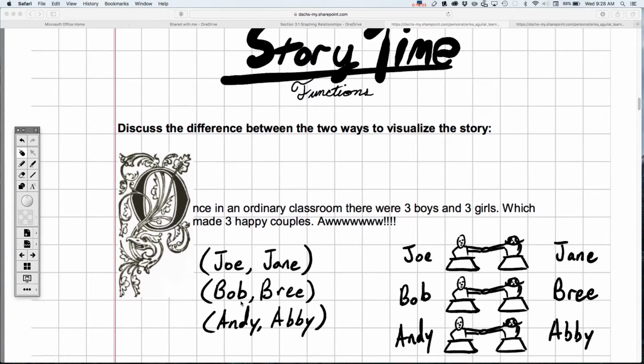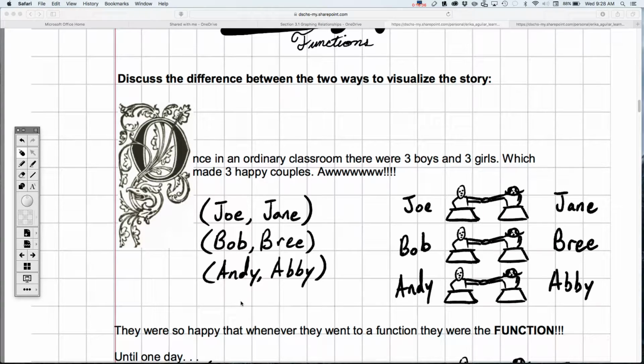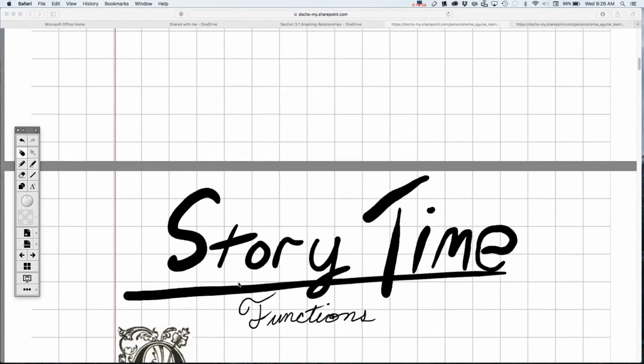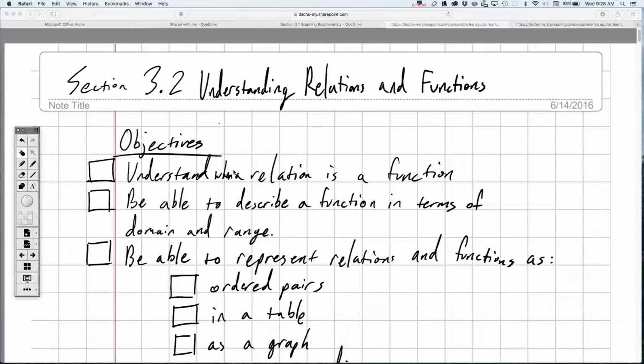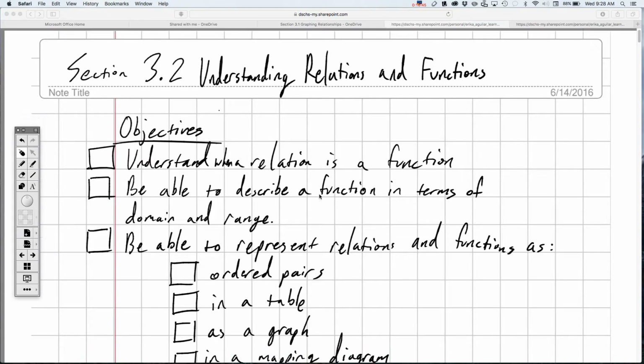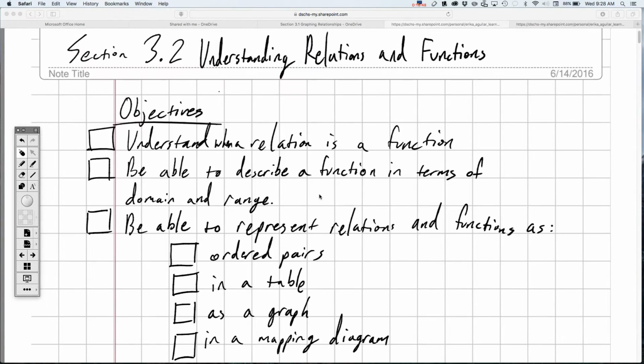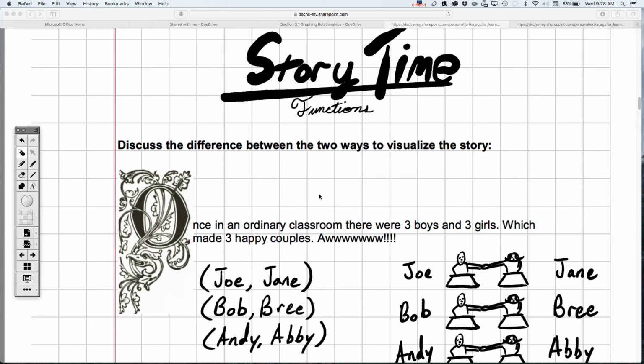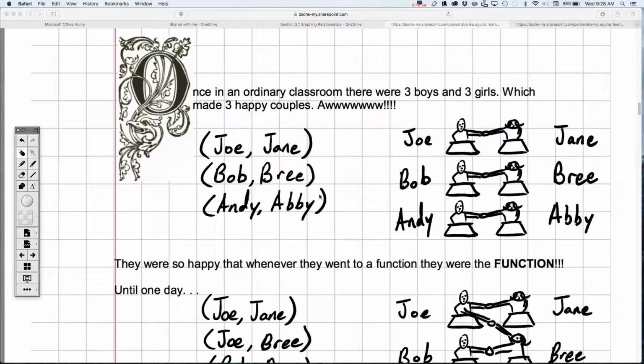All right. So let's discuss the difference between the two ways to visualize this story. This right here is answering our first objective. We're understanding when a relation is a function, and we're also looking at how we can visualize it in different ways. Once in an ordinary classroom, there were 3 boys and 3 girls, which made 3 happy couples. We can look at this story as Joe and Jane here. Joe and Jane represents the same thing as them holding hands. Bob and Bree are holding hands, so I could write it as the coordinate Bob and Bree.